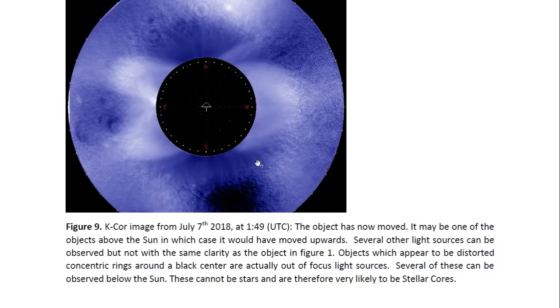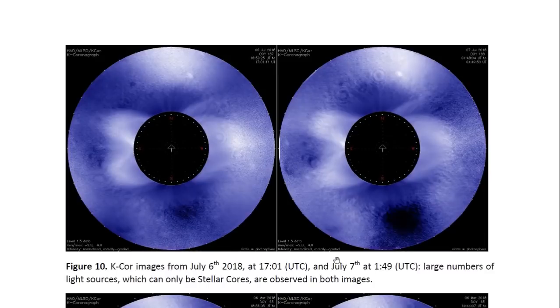But these are objects in the sun's corona. These are not likely to be stars because, like I said, it's very, very unlikely that we will see stars so close to the sun through the sun's corona. So these are likely to be stellar cores in the sun's corona.